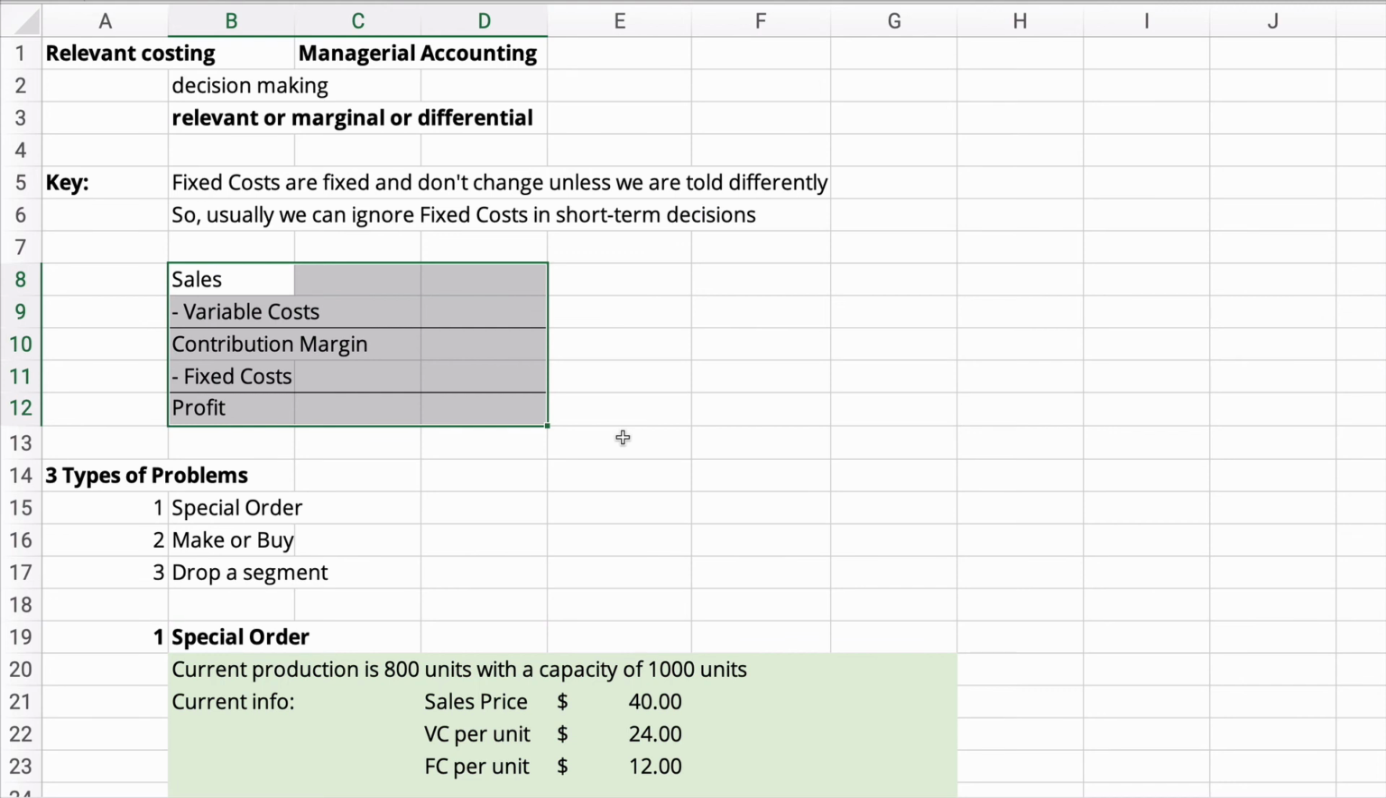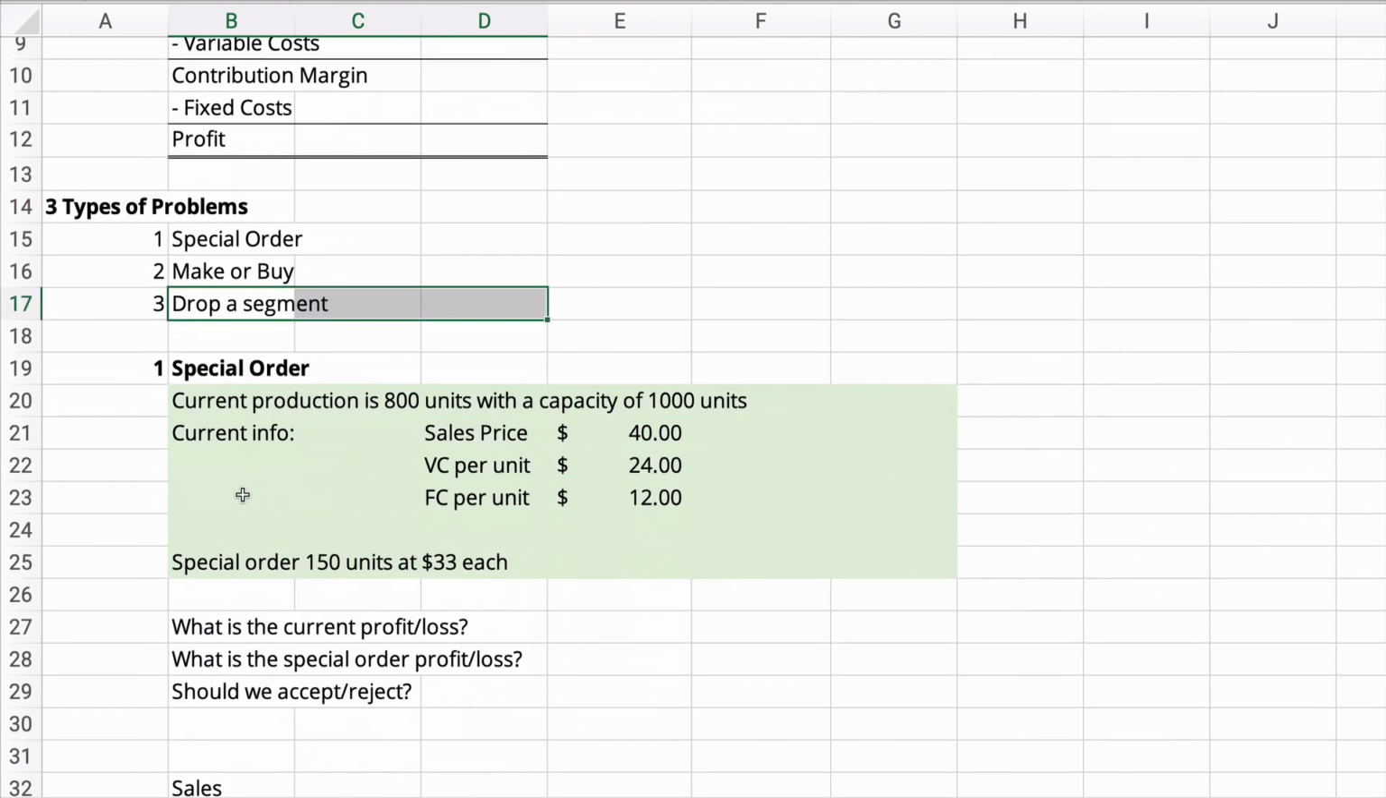We're going to look at three different types of problems. The first problem is going to be special order. What happens if we're making products and somebody comes along and says we want to buy a special order of so many items at a certain price? The next one is going to be a make or buy decision, which is sometimes called the outsourcing decision. And then the third one is, should we drop a segment? What's it going to cost? What will our profit be if we drop a segment? All right, let's get started with the first little problem.